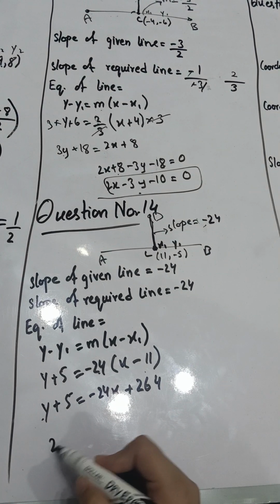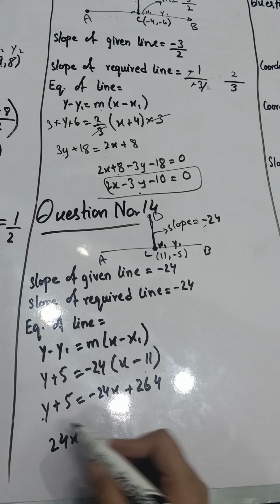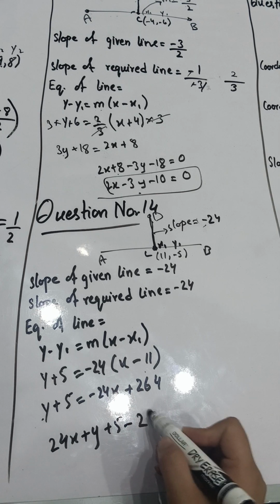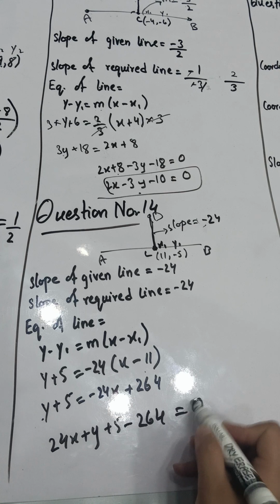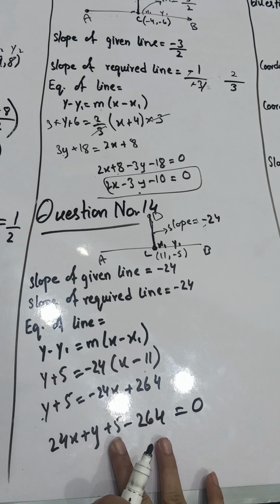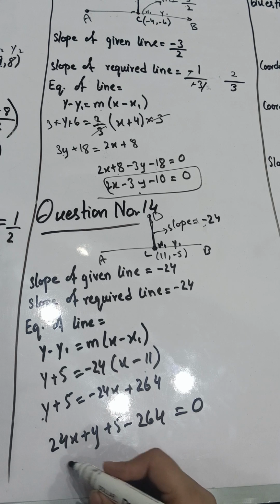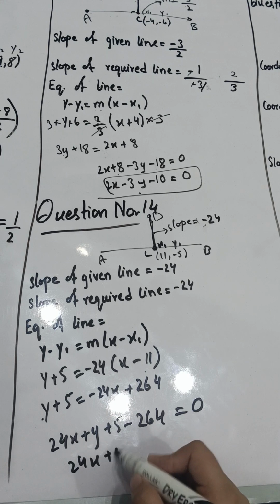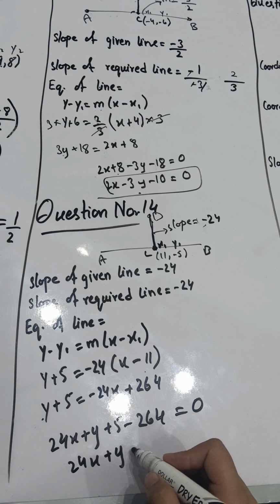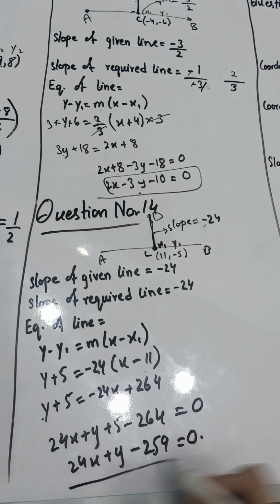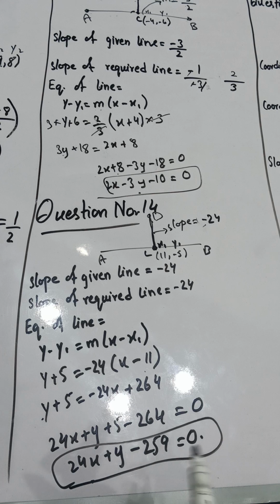सो -24 उधर जाएगा तो प्लस का हो जाएगा, +y +5 और दिस विल इक्वल टू -264 इज इक्वल टू 0, ठीक है। अब यहाँ पर आप 5 इनको आपस में माइनस करेंगे, 264 में से 5 को माइनस कर देंगे एंड इट विल इक्वल टू -259 is equal to 0. So this is the answer of this equation.